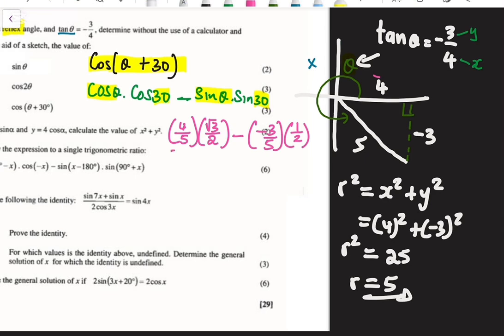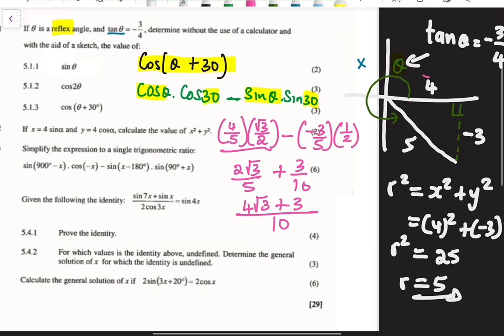If we simplify this, we are going to get 2 root 3 over 5. And then negative and negative here, we are going to get plus. If we simplify, we are going to have 3 over 10. And our final answer, we will have 10 as our LCD, and then we are going to have 4 root 3 plus 3. So that is your final answer.